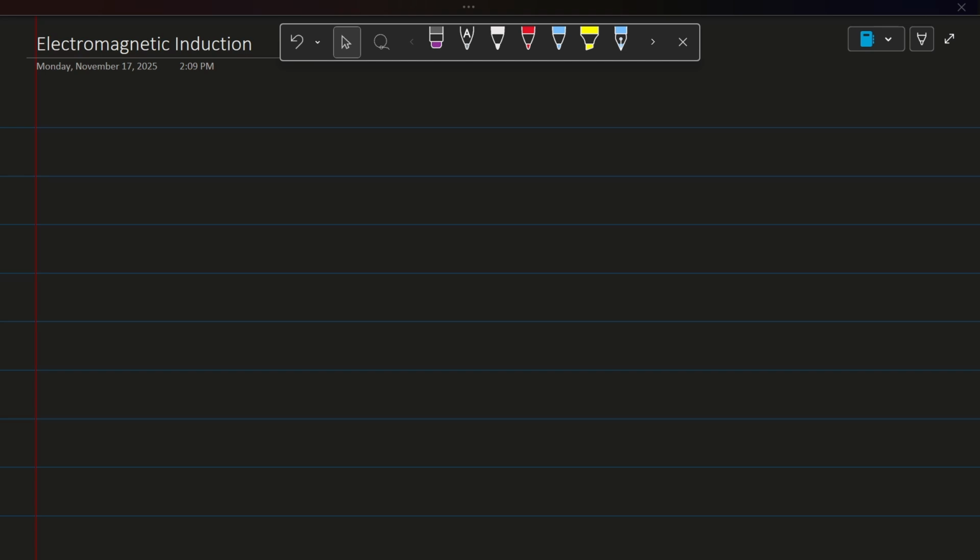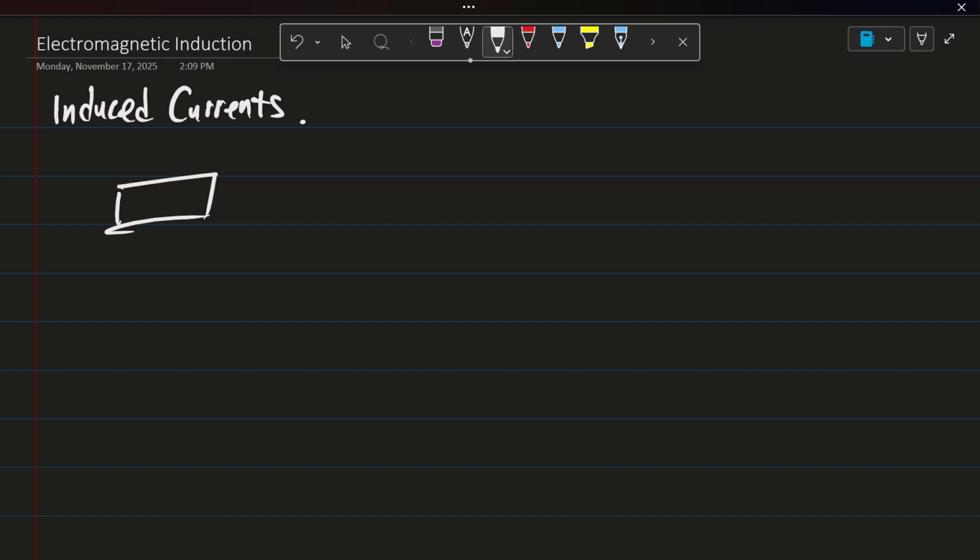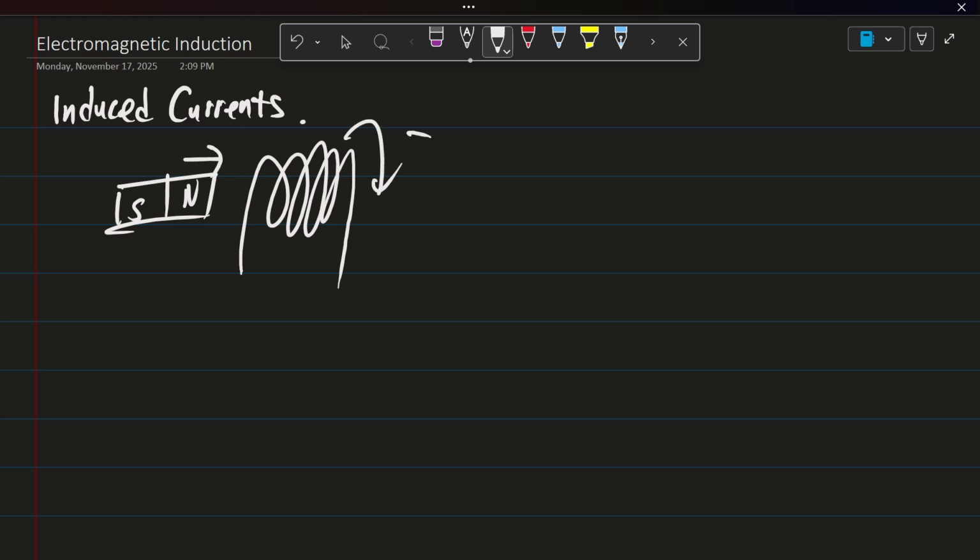So let's first talk a little bit about induced currents, since this will be our main topic within this entire discussion. So the idea is, if you have a magnetic field, let's say this is north, this is south, and then you have a coil. If you let the magnet move, this will cause a current.